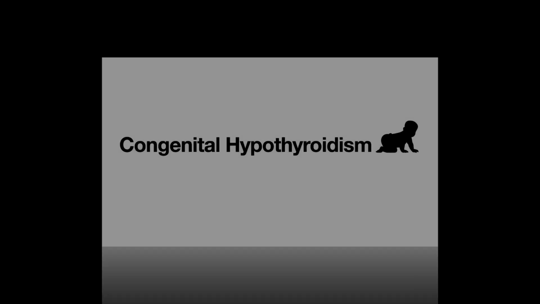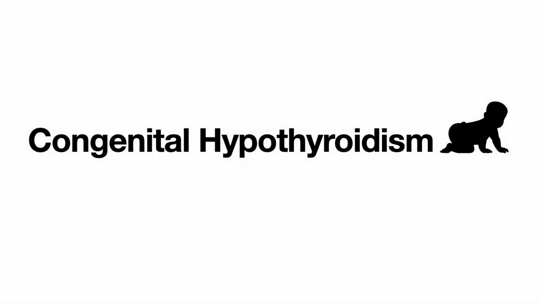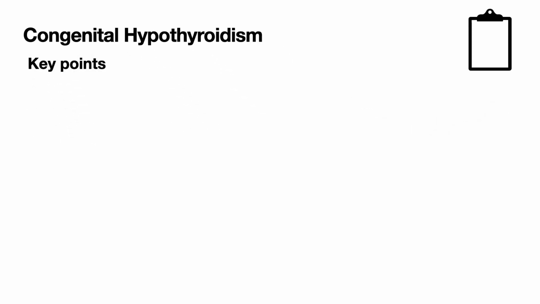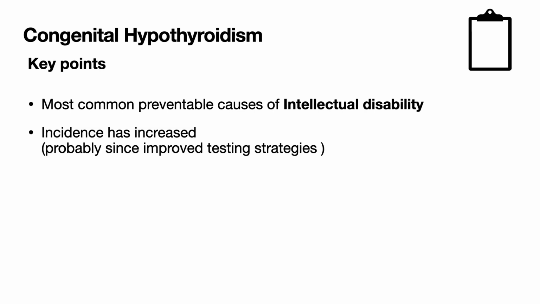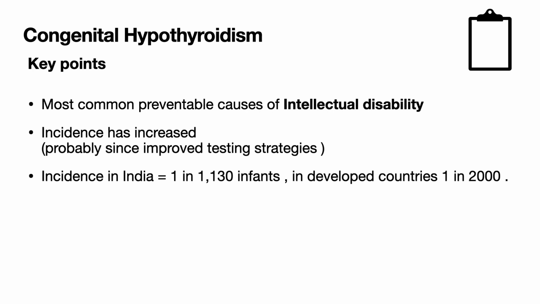Now let's see the most important topic of today, congenital hypothyroidism. The congenital hypothyroidism is the most common preventable cause of intellectual disability. The incidence has increased probably since improved testing strategies. The incidence in India is 1 in 1100, and in developed countries like USA it is 1 in 2000. Female to male ratio is 2:1.